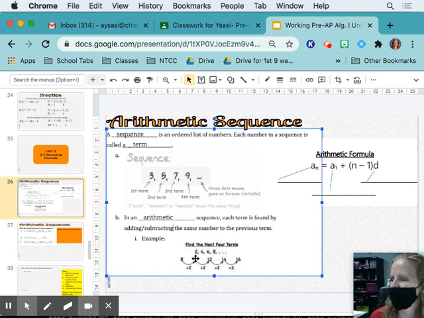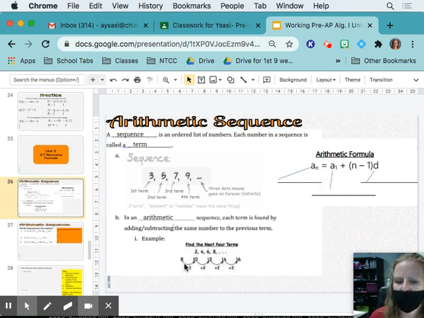Okay, so we have 2, 4, 6, and 8. So we have 2 to 4 is plus 2. 4 to 6 is plus 2. 6 to 8 is plus 2. And then to find the next terms, you would continue to add 2 until you get to as many terms as you want. So if we take the last term that we have and add 2, then we get 10. Then add 2, we get 12. Add 2, we get 14. Add 2, we get 16.